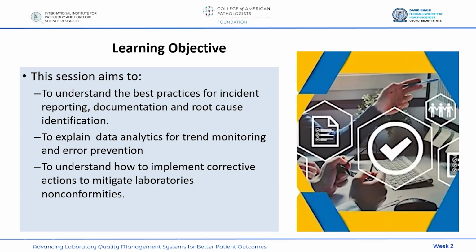this series today. This session is aimed for us to be able to understand the best practices that is needed for incident reporting, documentation, and root cause identification. Also, at the end of this session, we should be able to understand data analytics for trend monitoring and error prevention. We'll also be able to know how to implement corrective actions in order to mitigate laboratory non-conformities.